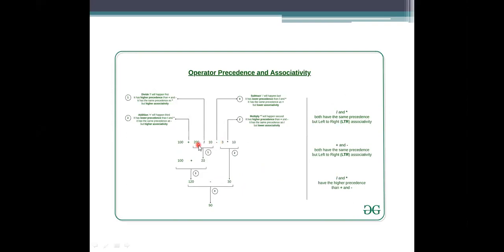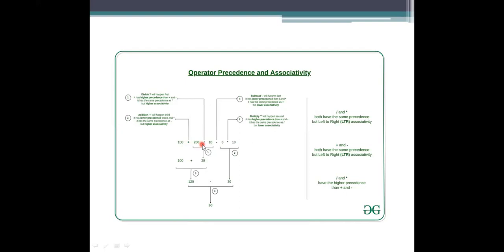So 10 plus 200 divided by 10, and then next minus 3 into 10. First we will see which has the highest precedence. The highest precedence values are multiplicative when compared with the additive. So go for the multiplicative preference.